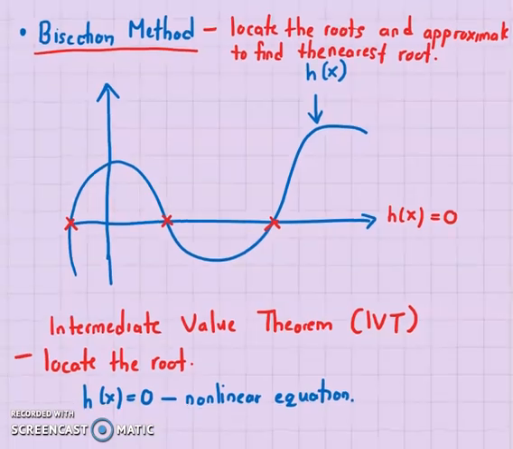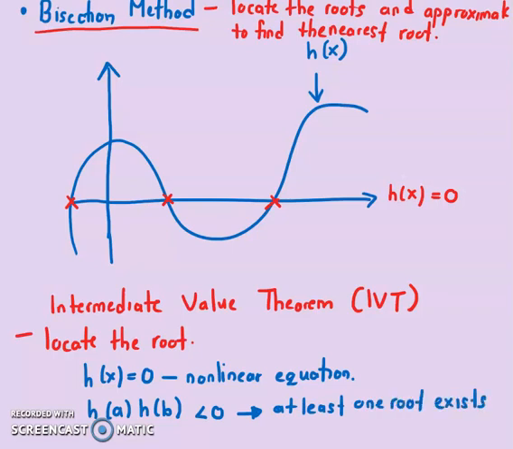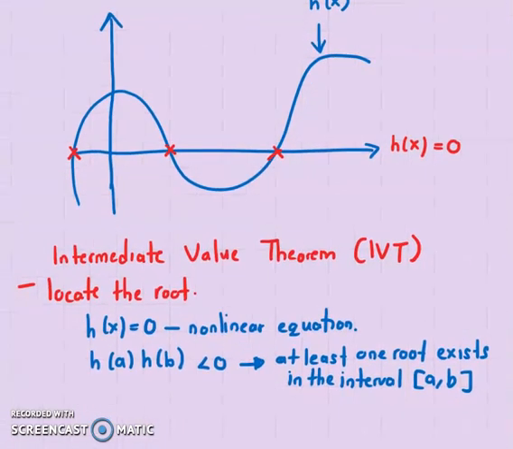Now what happens here, if let's say h(a) multiplied by h(b) is less than 0, then we can say that at least one root exists in the interval [a, b]. Okay, it's very easy. So you need to find the interval. So let's say my interval [a, b] starts from, I don't know, maybe here. This is my a. This is my b.